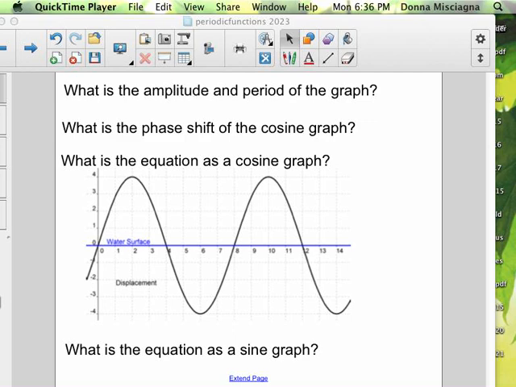Whether the equation is written in terms of sine or in terms of cosine, some things will remain the same. Amplitude will not change, period will not change, and vertical shift will not change. Those three things will be the same whether the graph is written in terms of sine or in terms of cosine.